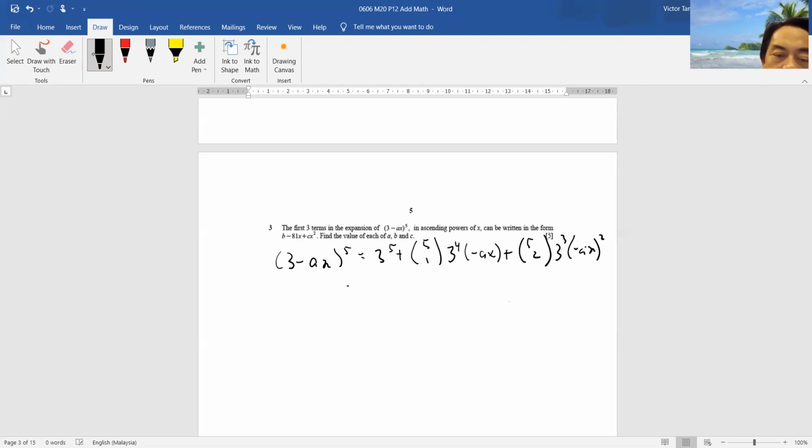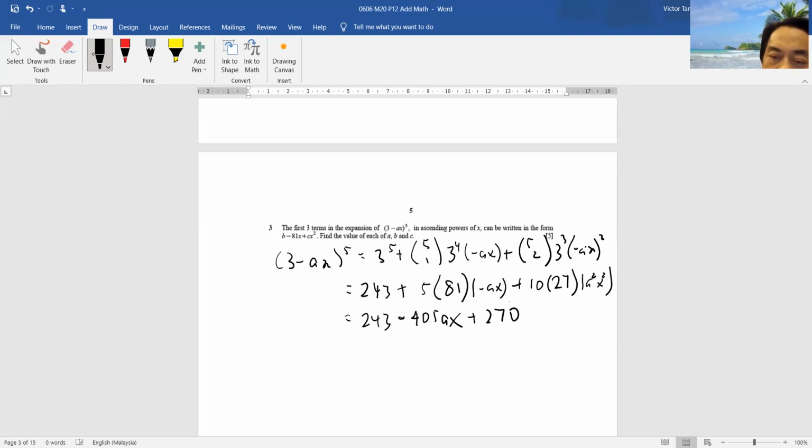3 to the power 5 is 243, plus 5C1 is 5, 3 to the power 4 is 81, this is still minus ax. 5C2 is 10, 3 cubed is 27, and (ax) squared is a squared x squared. Okay. So simplifying, you get 243 minus 405ax plus 270a squared x squared. So this will be the same as b minus 81x plus cx squared.